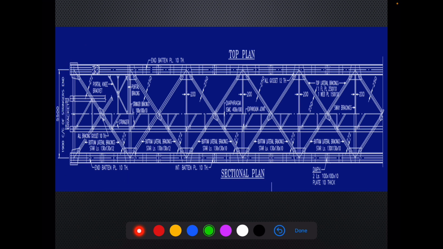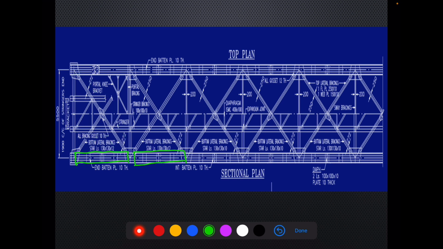So at the bottom we can see this bottom chord member. These are the bottom chord members. Then we can see bottom lateral bracing. This one is bottom lateral bracing. They are connected with each other with the help of suitable gusset connections.